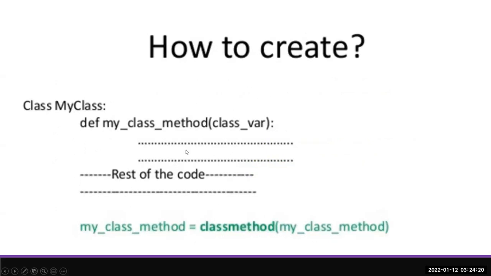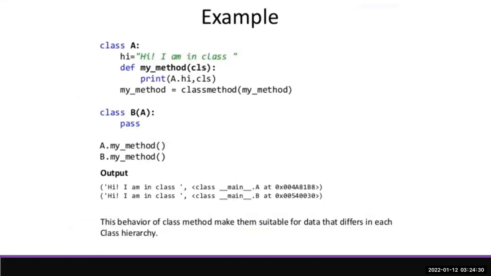So here we need to use class. So class method is the current class function. See here, we do have a function that's my method. So you do a class method, you can call it, and its subclass can also call it. So the behavior of a class method makes them suitable for data that differ in different class hierarchy.